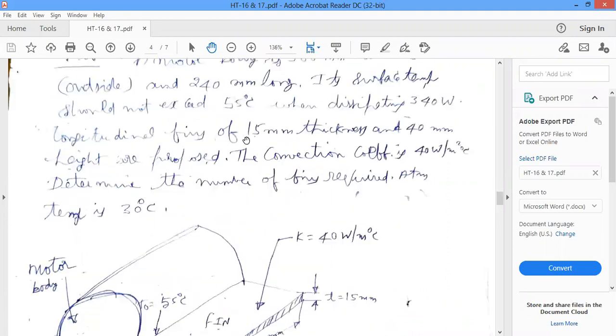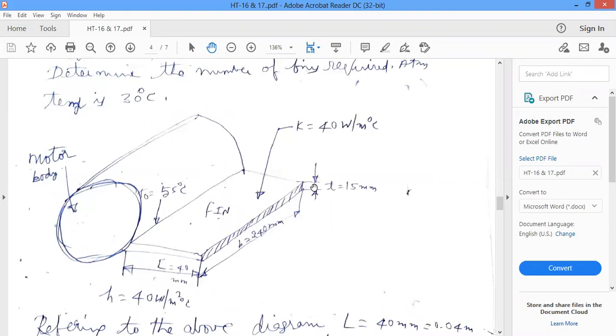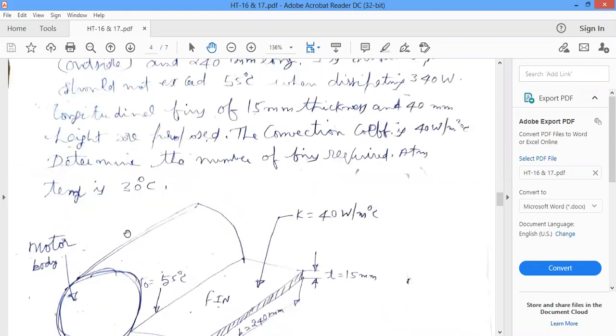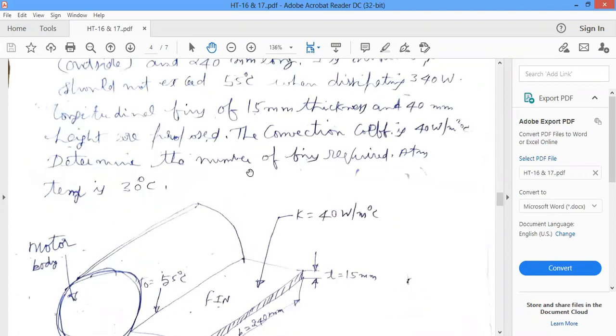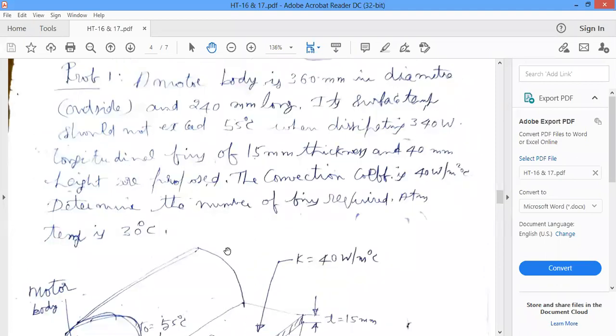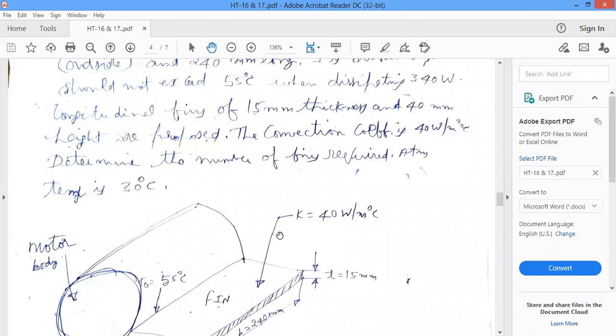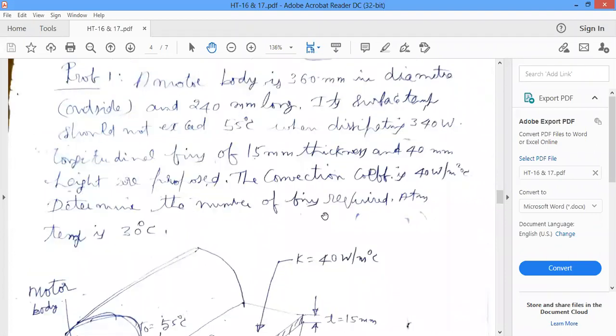The longitudinal pins of 15 mm thickness and 40 mm height are proposed on the motor body. The convection heat transfer coefficient is 40 watts per meter square Kelvin or 40 watts per meter square degree centigrade. Determine the number of pins required. So in order to dissipate 340 watts of heat, how many pins are required?